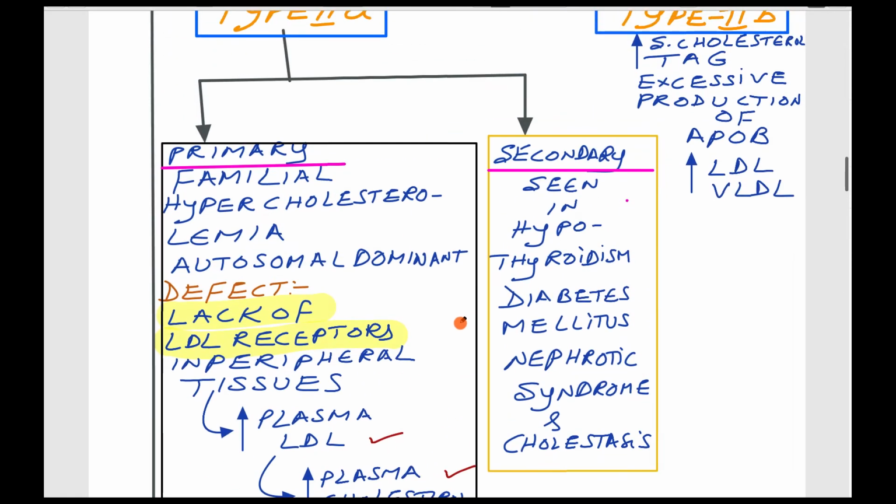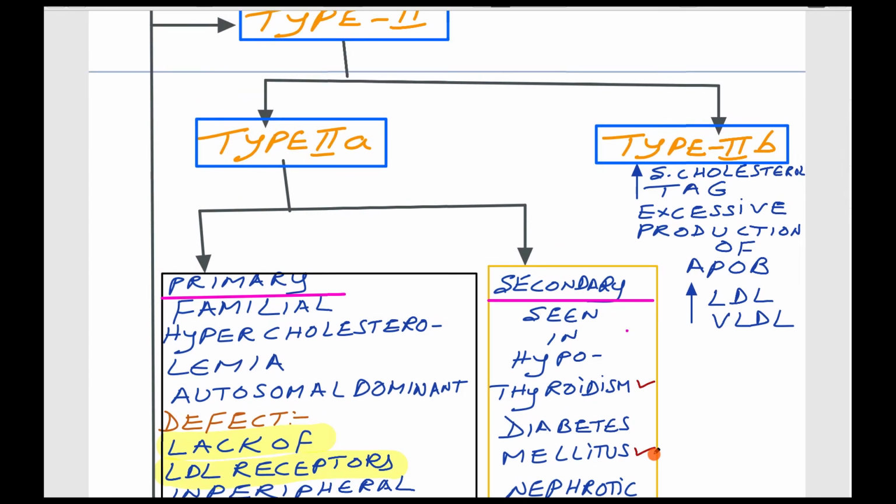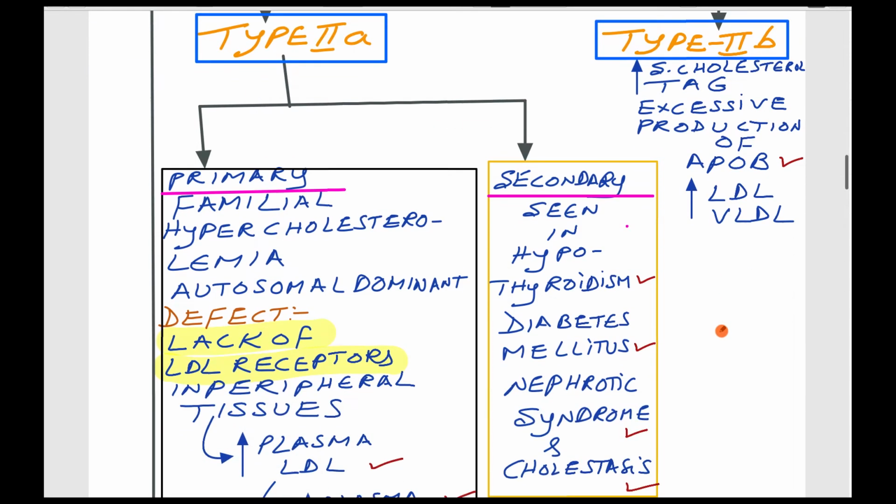The secondary causes for the development of type 2A are hypothyroidism, diabetes mellitus, nephrotic syndrome, and cholestasis. Then type 2B. Here there is increased serum cholesterol and triacylglycerol, due to excessive production of ApoB, which leads to an increase in LDL and VLDL.